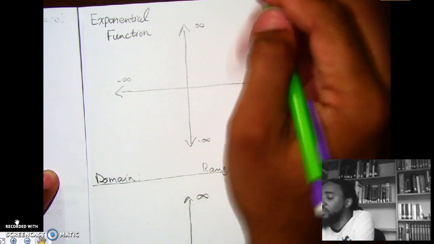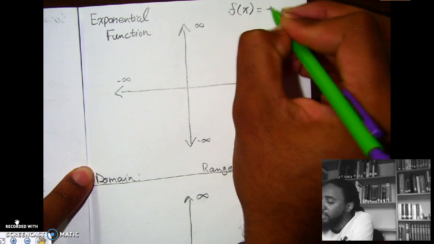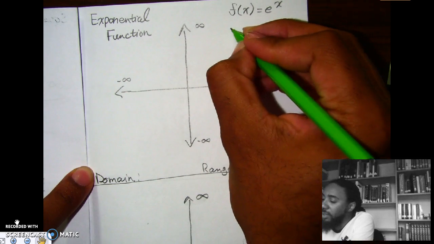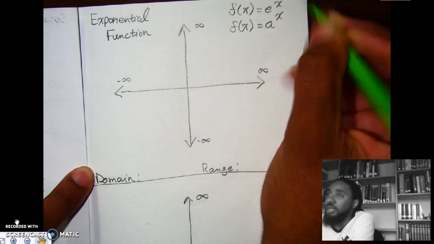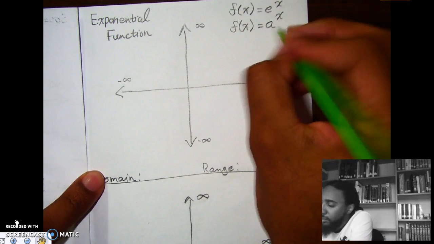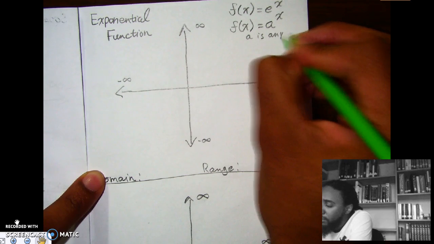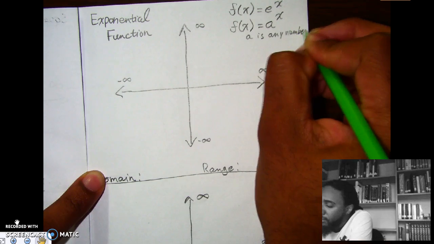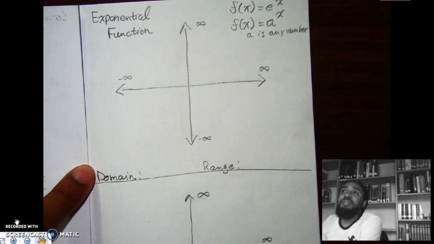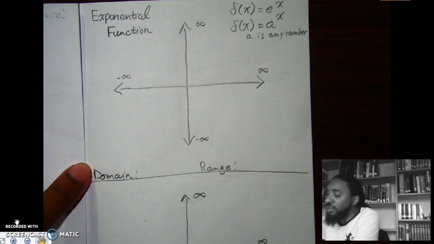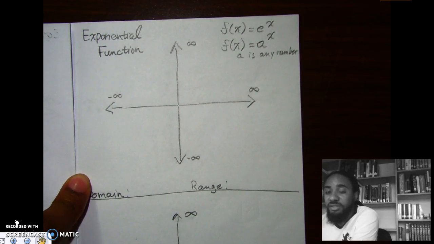And with an exponential function, you can see it one of two ways. You can see it looking like e to the x power, or f of x equals a to the x power. And a is just a number. Any number. Could be a positive number, could be a negative number, but it's a number. So with this graph, it's important that you list and have all the stuff that's here.